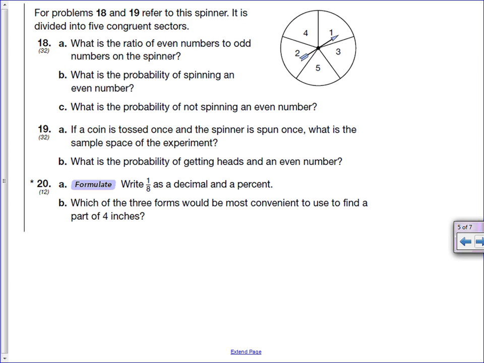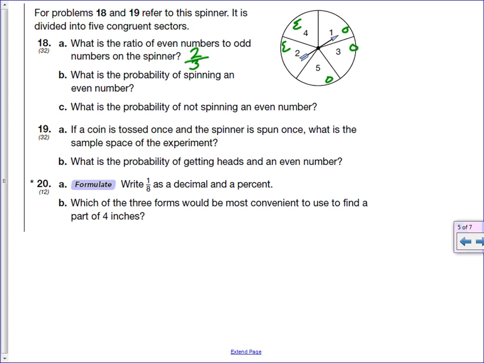For problems 18 and 19, refer to the spinner. It is divided into 5 congruent sectors. What is the ratio of even numbers to odd numbers on the spinner? Well, even numbers are 2 and 4. Odd numbers are 1, 3, and 5. So even numbers, there are 2, to odd numbers, there are 3.